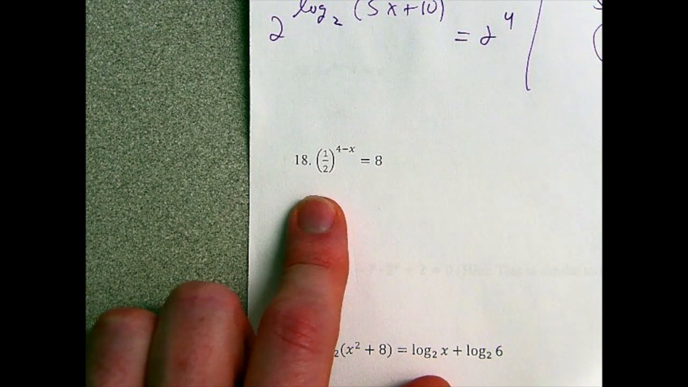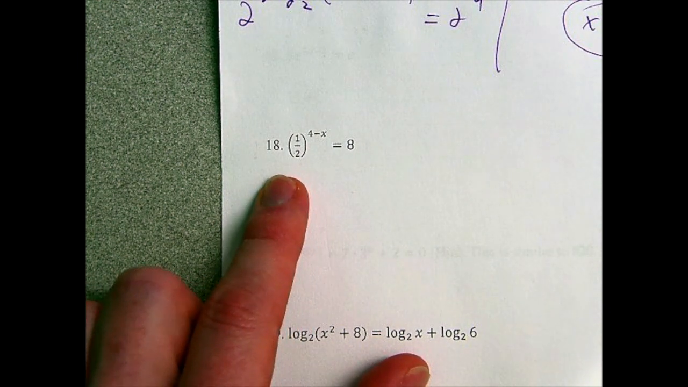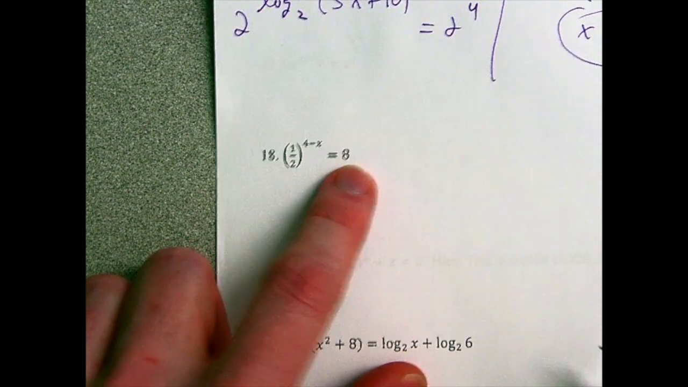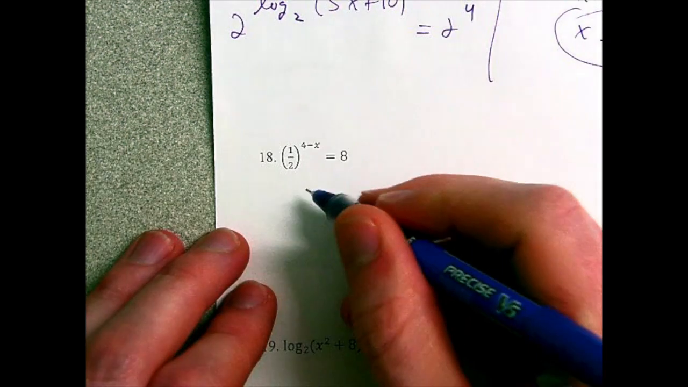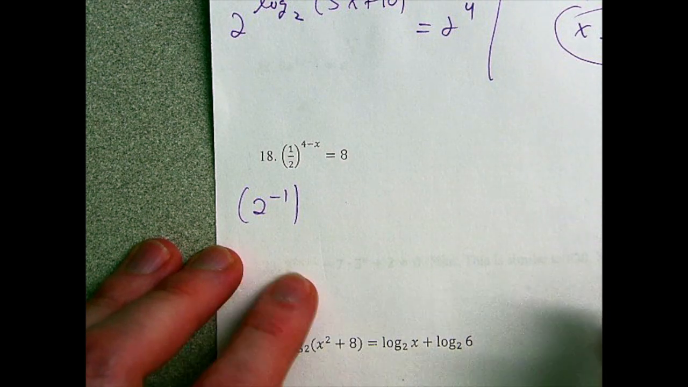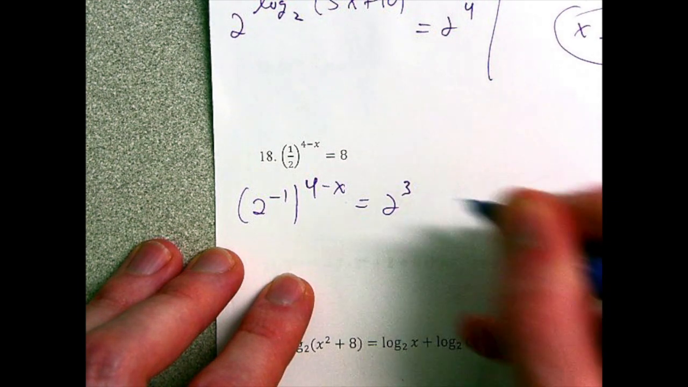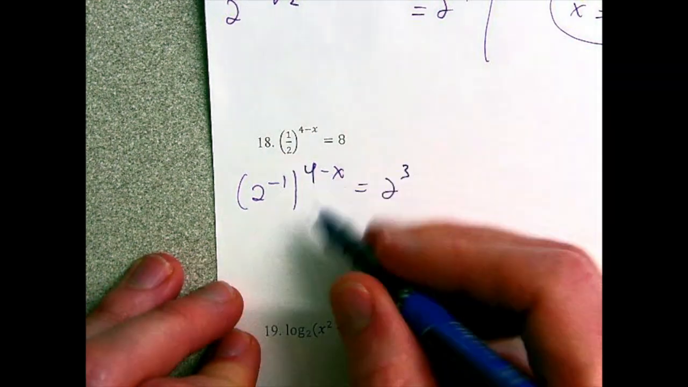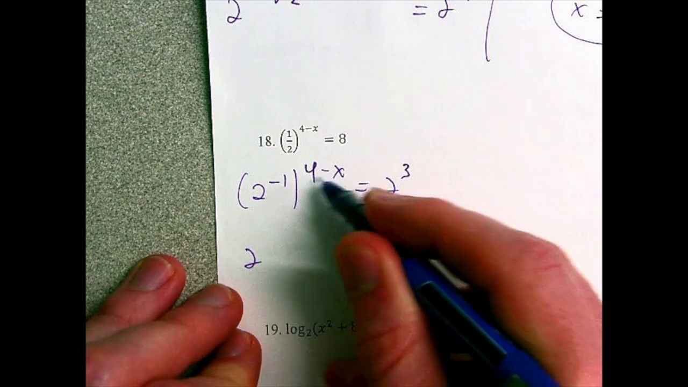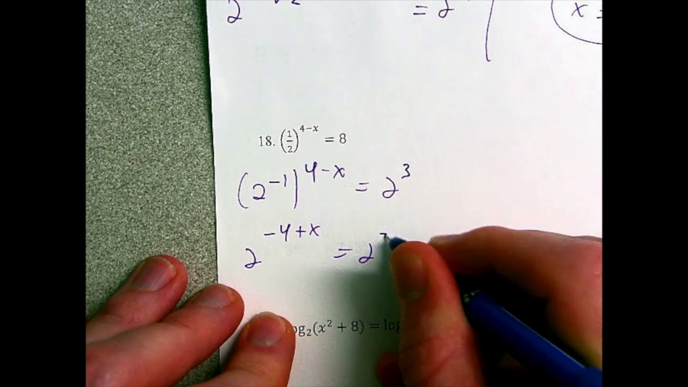This thing here, all right, it's another exponential equation. Can we rewrite it as common powers of the same number? Yeah, I think we can. 1/2 and 8, 2 and 8, those are both powers of 2, right? Actually, 1/2 is 2 to the negative 1, isn't it? Right? So it's like 2 to the negative 1 to the 4 minus x is equal to 2 to the 3rd. So, all right, multiplying, I have negative 1 times 4 minus x is just negative 4 plus x is equal to 2 to the 3.